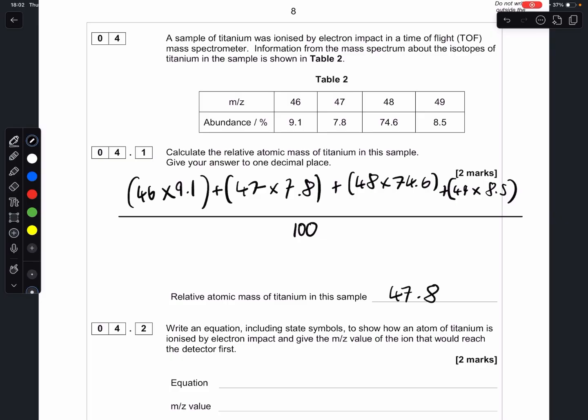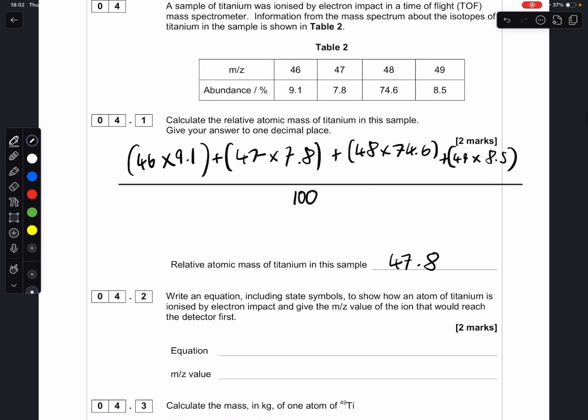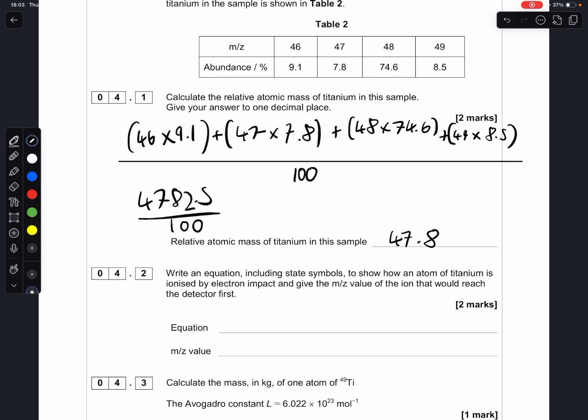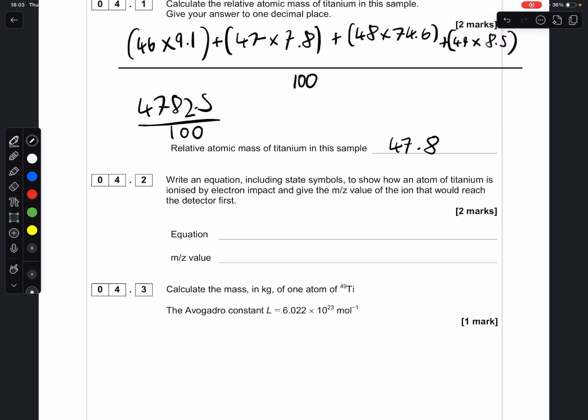If you put that into your calculator, you'll get your answer as 47.8. And to avoid messing up, I recommend collecting all these terms first, and then just dividing that by 100, because it can get a bit messy and you're more prone to error. I recommend just putting these in your calculator first, calculating what it is, and then dividing by 100, just to avoid any silly mistakes.